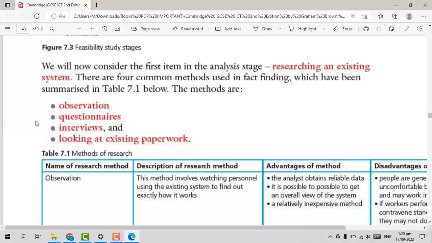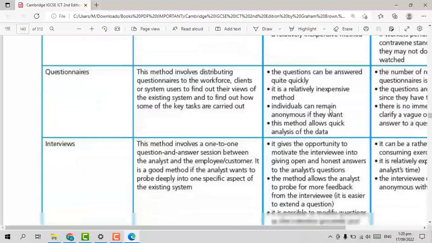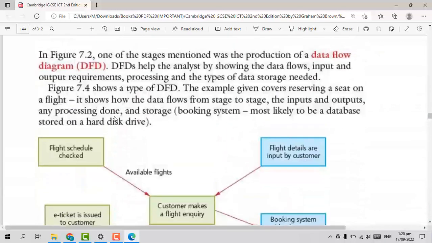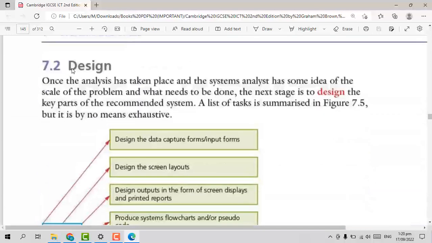And lastly, we learned about the DFD, data flow diagram. A data flow diagram shows the data flow, input and output requirements, processing, and the types of data storage needed. Okay, in the next video, we're going to move to the next phase, which is design. We're done with the analysis stage, and next we're going to the design stage.